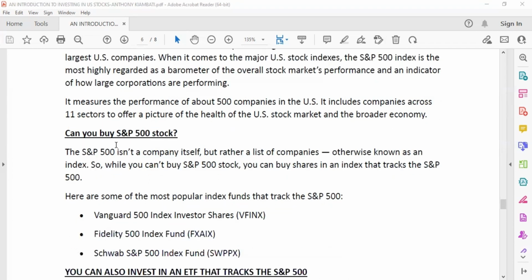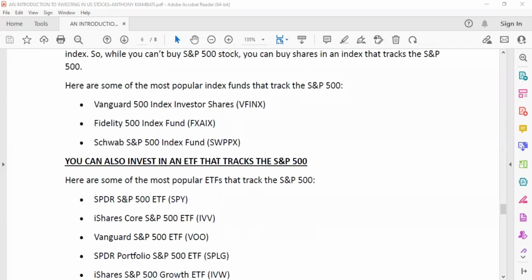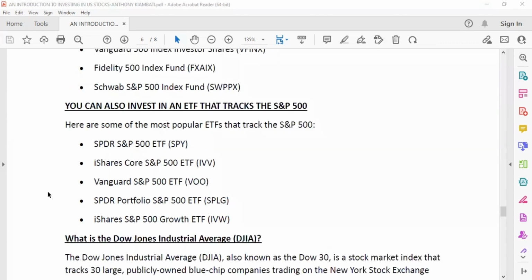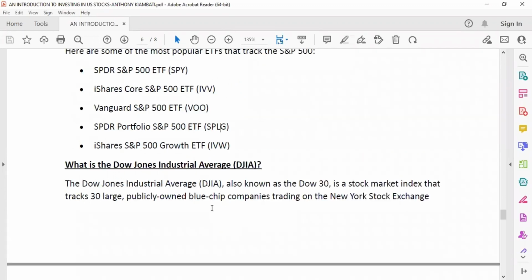So can you invest or can you buy shares in the S&P 500 stock? Yes, you can. So I've talked about ETFs that track the S&P 500 index. And I think you guys can remember these ETFs. So the SPDR S&P 500 ETF, iShares Core S&P 500 ETF, etc. So I want you guys to go to the Hisa app and click on US ETFs and try searching these ETFs, the SPY, the IVV, the VOO, and see what you can see. Just learn more about these ETFs.